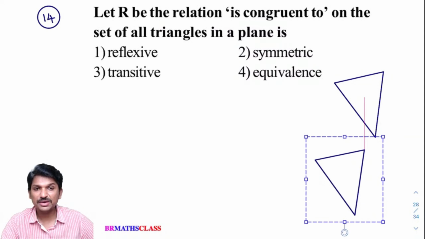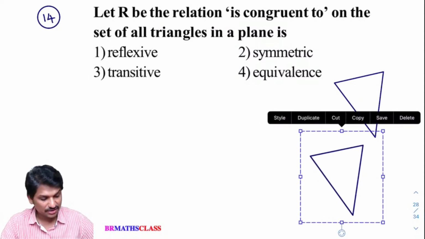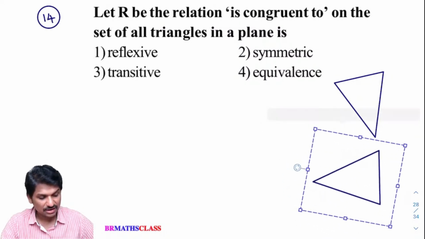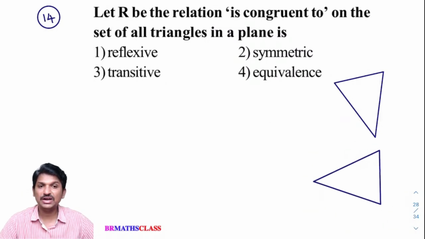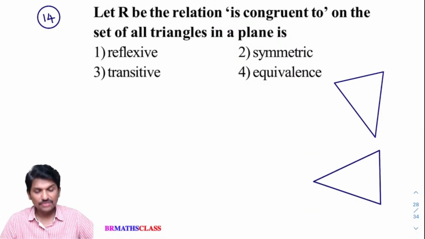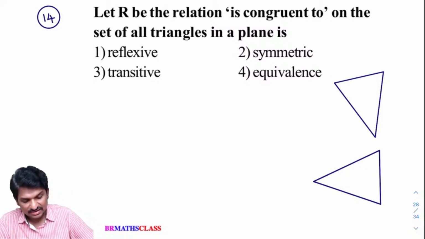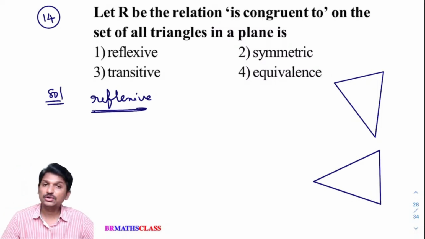I hope you are getting it. If I keep it like that, easily you can say. But if I rotate it like this, you may get confused whether they are congruent or not. Congruent means if one is overlapped on the other, they must look the same, right? So here, every triangle is congruent to itself. Yes, this relation is reflexive. No doubt in that, because every triangle is congruent to itself.